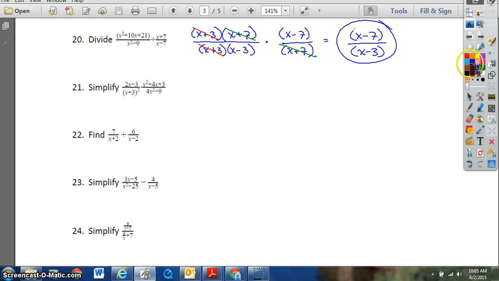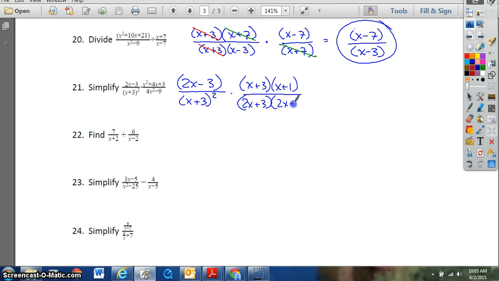Okay, jumping down to simplifying 21. All right, I'm going to multiply, so 2x minus 3 cannot change. This is x plus 3 squared, that's already factored. Up top, this is x plus 3, x plus 1. On bottom, this is 2x plus 3, 2x minus 3.